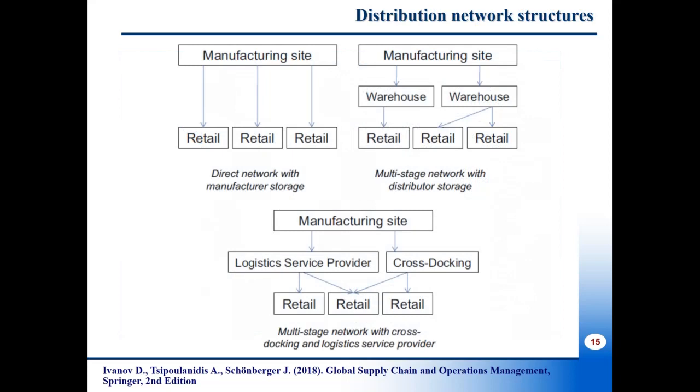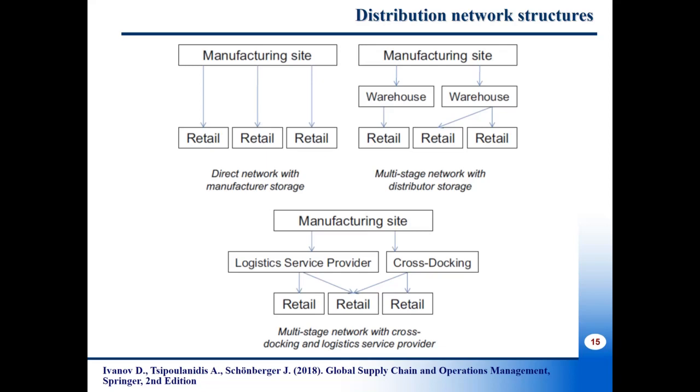The figure in this slide shows different distribution network structures according to transportation network design. In the case of direct shipments, distribution is organized as a direct network with storage on the manufacturing site. Alternatively, if the production strategy is assembled to order (ATO) or made to order (MTO), the products can be delivered directly to customers. For instance, this has been Dell's strategy.